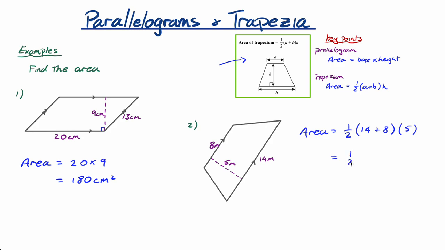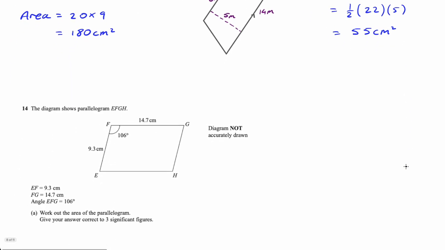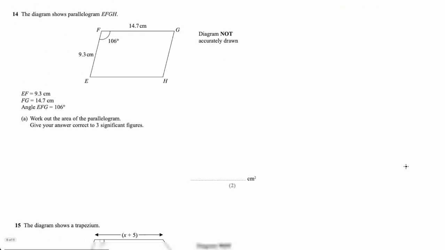It's a half times 22 times 5. You can do that on your calculator, guys, if you want. But it's 11 times 5, which is 55 centimeters squared. Okay, so fairly straightforward. I'll go to 2 past paper questions, guys, to show you that it's not always that easy and that they combine topics.